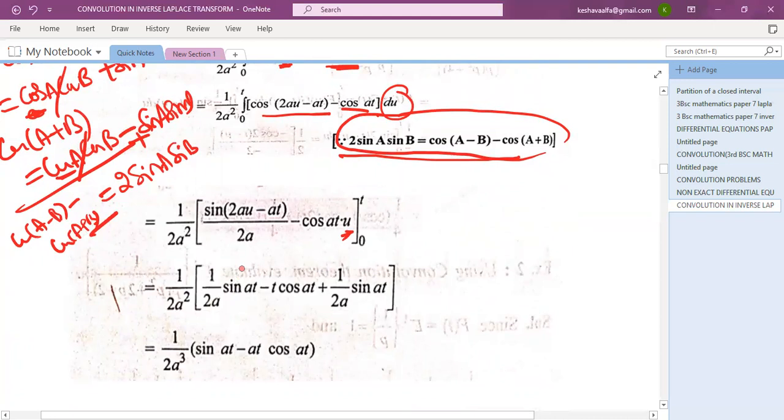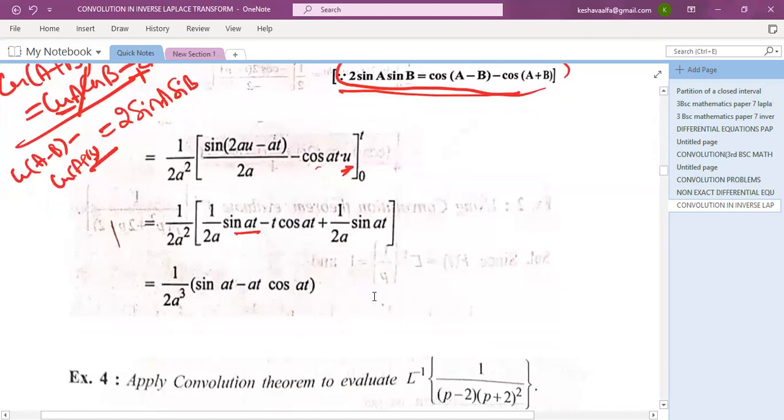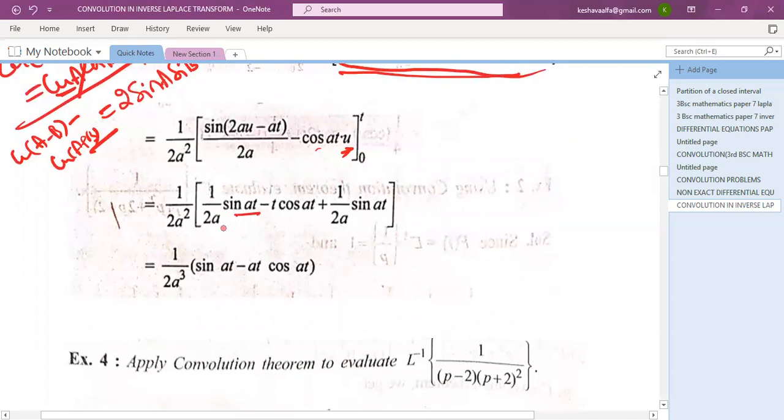Now apply limits, upper limit minus lower limit. So 1 by 2a. Replace u by t: sin of (2at minus at) minus cos at into t, so t cos at, plus the lower limit, applying 0: minus sin of (2a into 0 minus at) minus cos at into 0, which is 0. So we get 1 by 2a, and 2at minus at is at, so sin at minus at cos at. Simplifying, the LCM is 2a cube. So we get (sin at minus at cos at) by 2a cube.